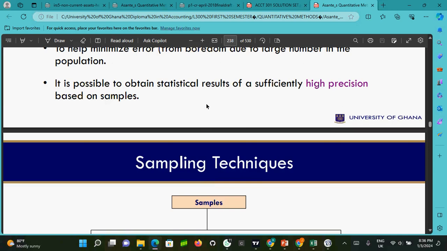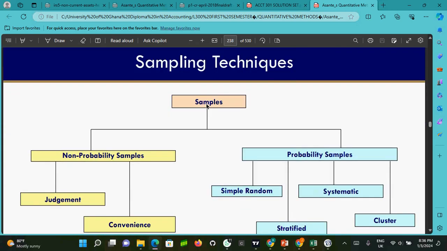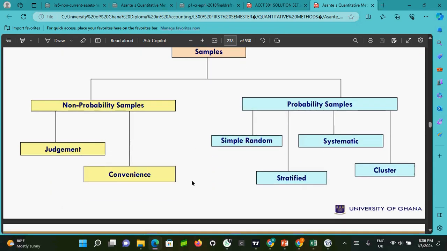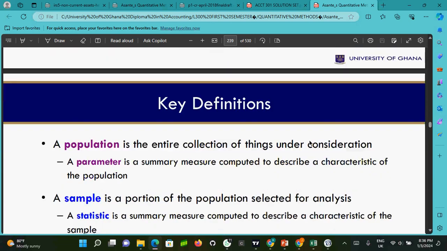So when I say you will get high results based on the samples that you take. Sampling techniques: we have the non-probability one, that's when you judge or take what is available at your convenience. The ones that we'll be doing today are the probability samples. The probability samples are simple random, stratified, systematic, and cluster. These probability types were treated in either business maths or business statistics if you were in diploma. But if you were in degree, it was business maths.